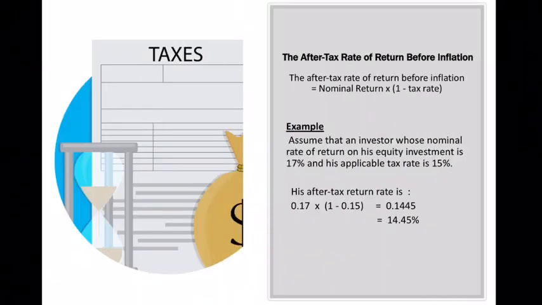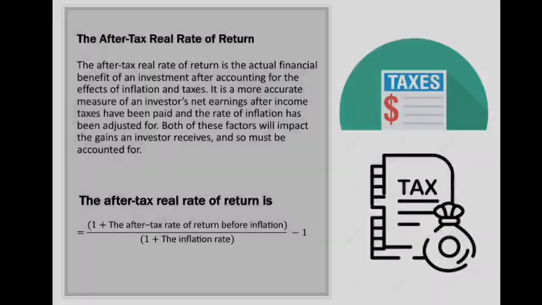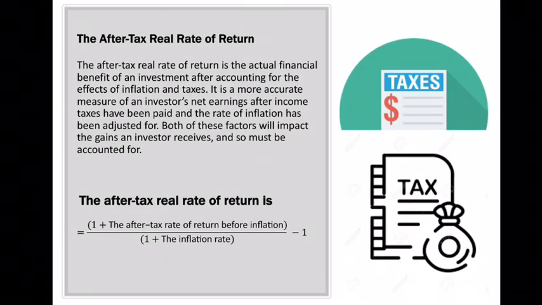First of all, we have to determine the after-tax return before inflation, which is calculated as the nominal return multiplied by 1 minus the tax rate. For example, consider an investor whose nominal return on his investment is 17%, and his tax rate is 15%. We will find his after-tax rate of return before inflation using the formula above, so his after-tax rate of return is 14.45%.